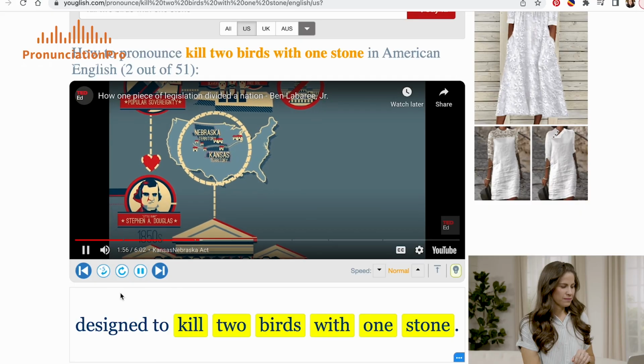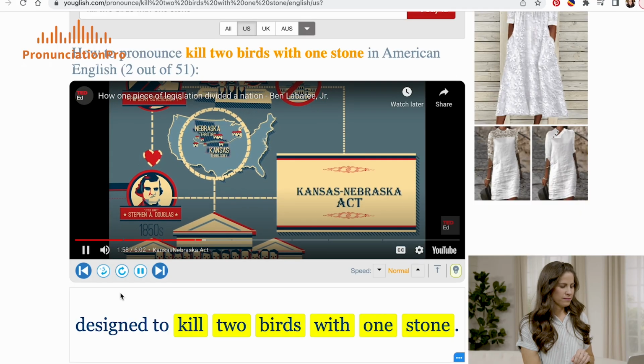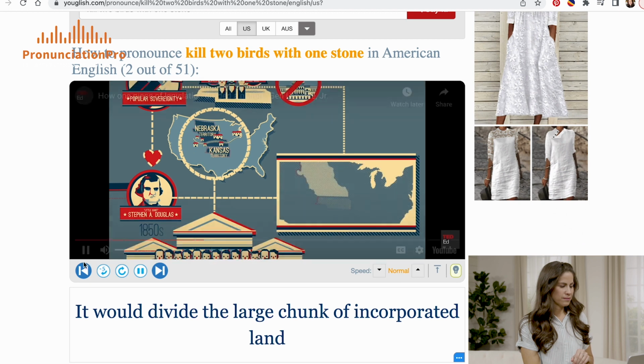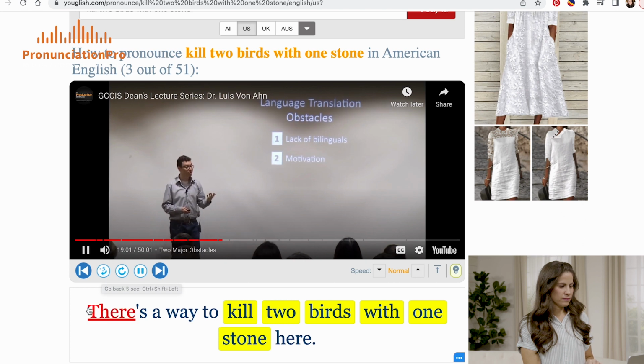Okay, that would be a way to kill two birds with one stone. What else? To kill two birds with one stone, it would divide the large chunk of incorporated land. It's designed to accomplish two things at once. Okay, so used very commonly in American English. Let's do one more with this one. There's a way to kill two birds with one stone here.